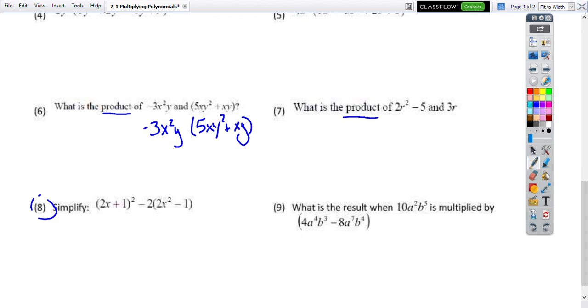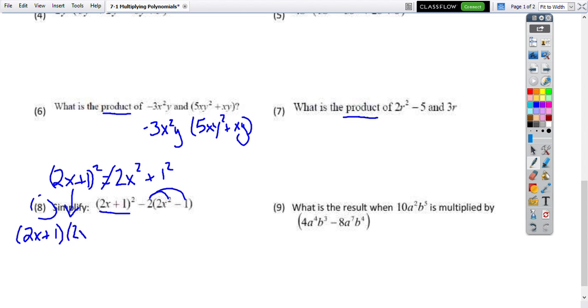For number 8, we're going to square this, and then distribute the negative 2, and then combine like terms. Now be careful. This 2x plus 1 squared does not mean that I square the 2x and square the 1. That does not work that way, okay? What I really need to do is multiply 2x plus 1 times itself. Squared means times itself, okay?